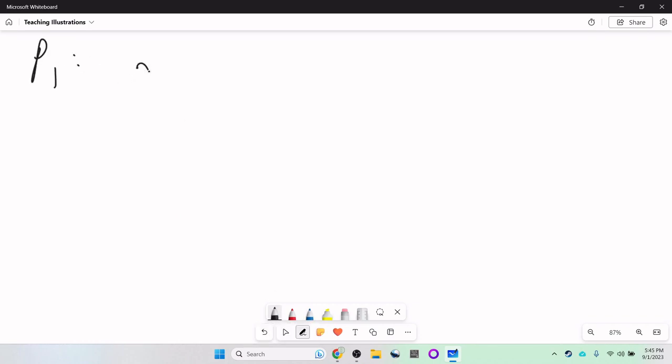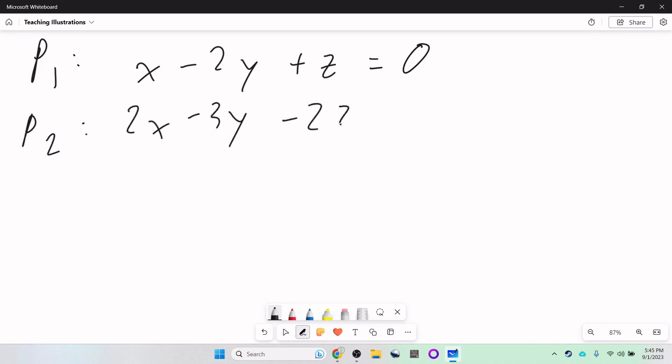P1 is x minus 2y plus z equals 0. And P2 is 2x minus 3y minus 2z equals 0. So we're going to want to do a parametric equation here. We're going to need a parameter. And so what we generally want to do is just pick one of the variables to be t. Let's just say x equals t. You could do y equals t or z equals t if you preferred, but we usually do x equals t.